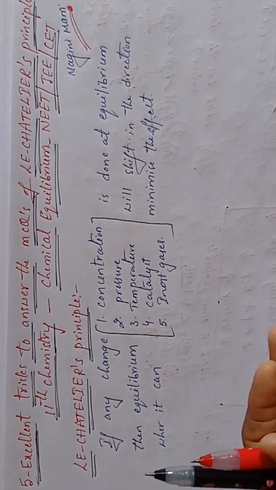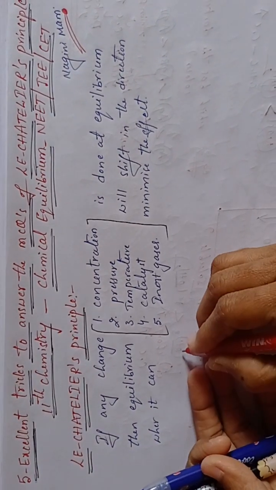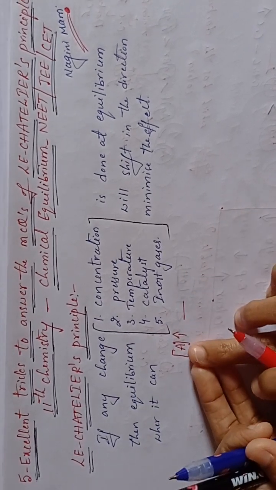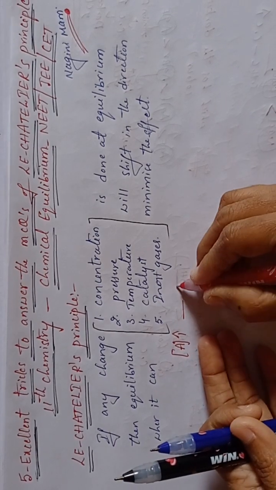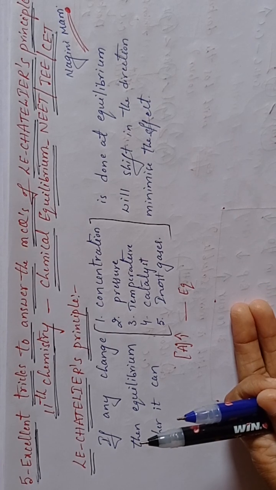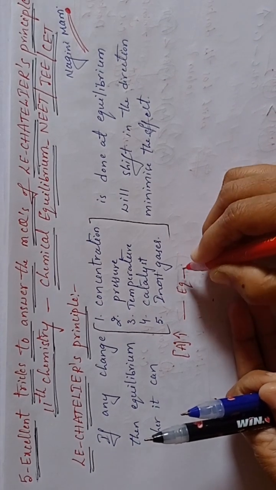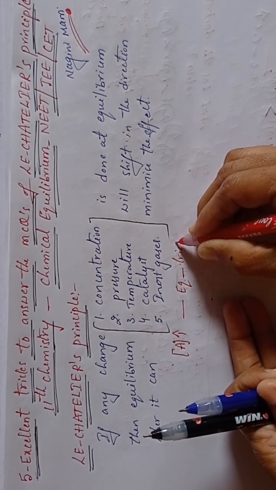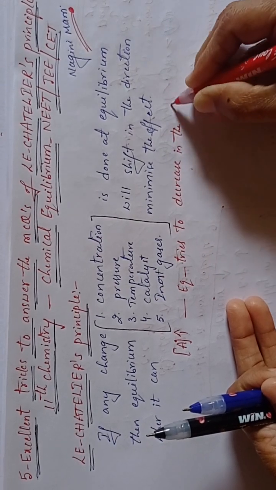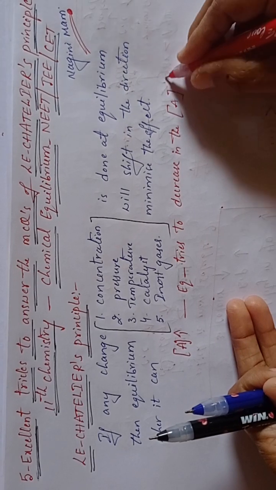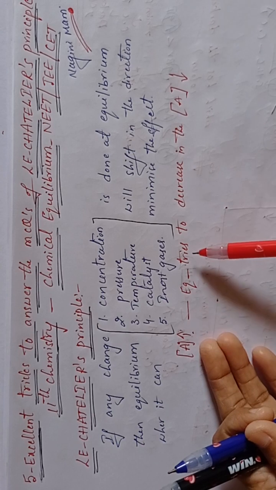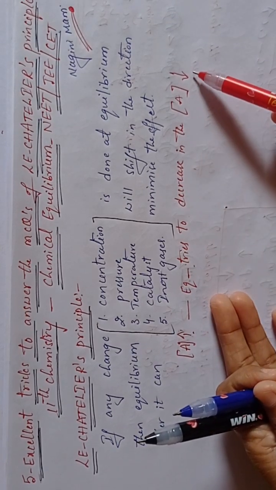For example, concentration. Whenever the concentration of the reactant increases, then the equilibrium tries to shift in the direction to decrease the concentration of the reactant. Are you following? The equilibrium tries to decrease the concentration of the reactant A. Clear, students? So whenever there is an increase in the concentration of the reactant A, the equilibrium tries to decrease the concentration of the reactant A.